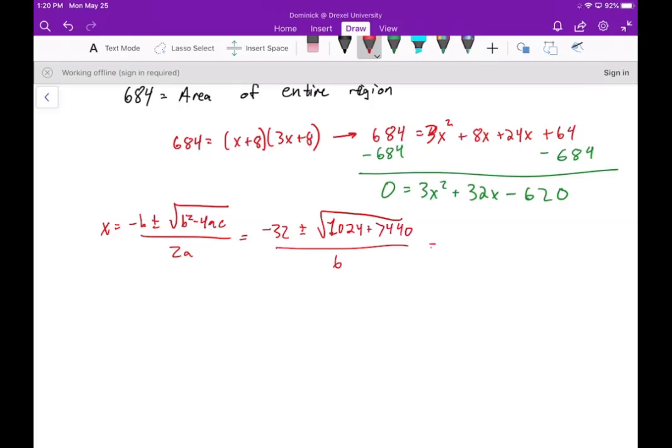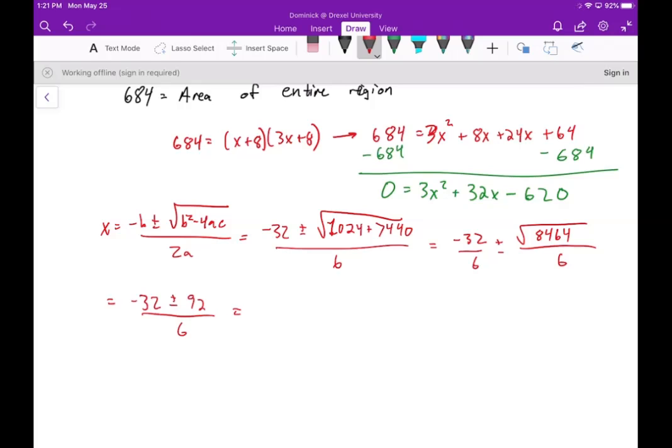Okay, so it looks like we're going to get negative 32 over 6 plus or minus the square root of 7440 plus 1024, which will give us the square root of 8464. And let's see, does that give us a perfect square root? Yes, it does. So we're going to get negative 32 plus or minus 92 over 6.